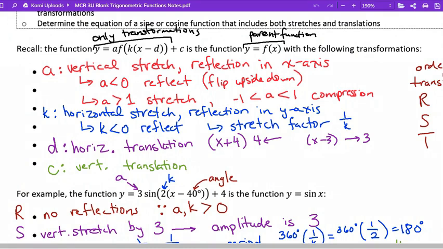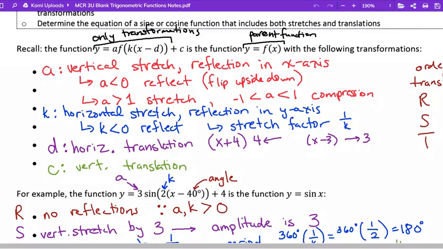So, folks, the vertical stretch determines what? Good. The vertical shift or the vertical translation determines what? Good. The horizontal compression and stretch determines what? Period. And the horizontal translation determines what? Phase shift. Good. If a phase shift is to the left, what sign will the angle have?